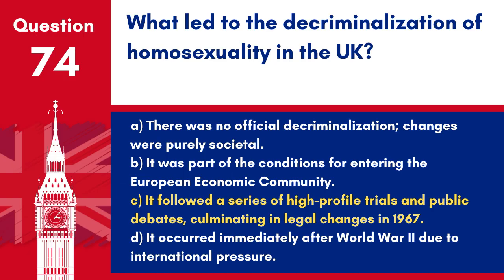Answer: C. It followed a series of high-profile trials and public debates, culminating in legal changes in 1967. The Sexual Offences Act 1967 decriminalised homosexual acts in private between two men, aged 21 or over, marking a significant liberalisation of the law regarding homosexuality in the UK.